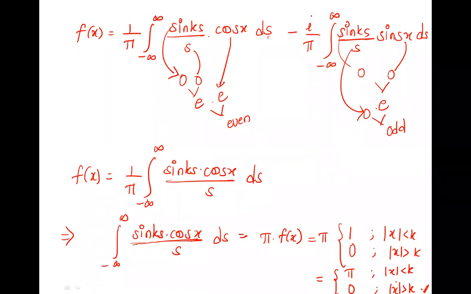Second is integration from 0 to infinity of sine ks upon s ds. Put x equal to 0. Very good. You can see the sine ks upon s means this value is 1. But it depends on s, means we cannot change s. We can change x. So if you put x is 0, this becomes cos 0, which is 1.